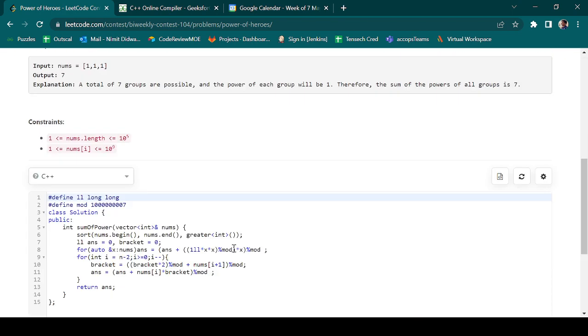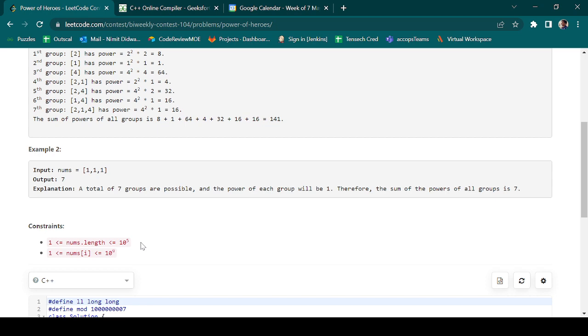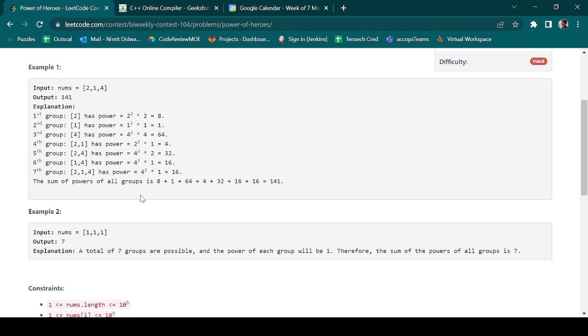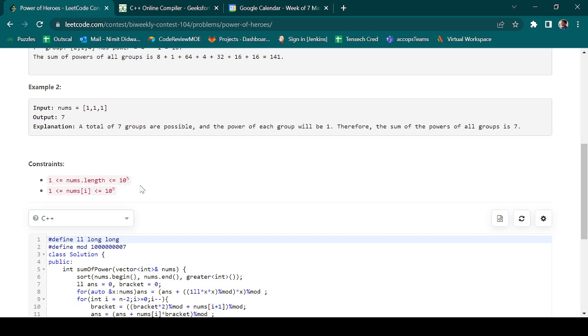As we can see, if we find all the groups and then find the sum, it will simply exceed the time limit, because nums' total length is 10 to the power 5. If we want to find all the groups, we would do it by recursion, and that would be basically impossible to fit under the time limit. So that's why we will solve it using another method.